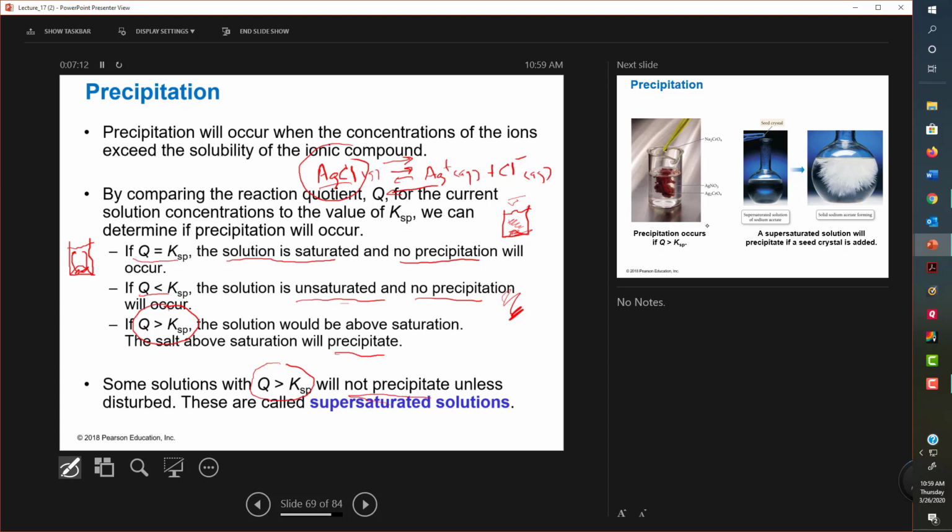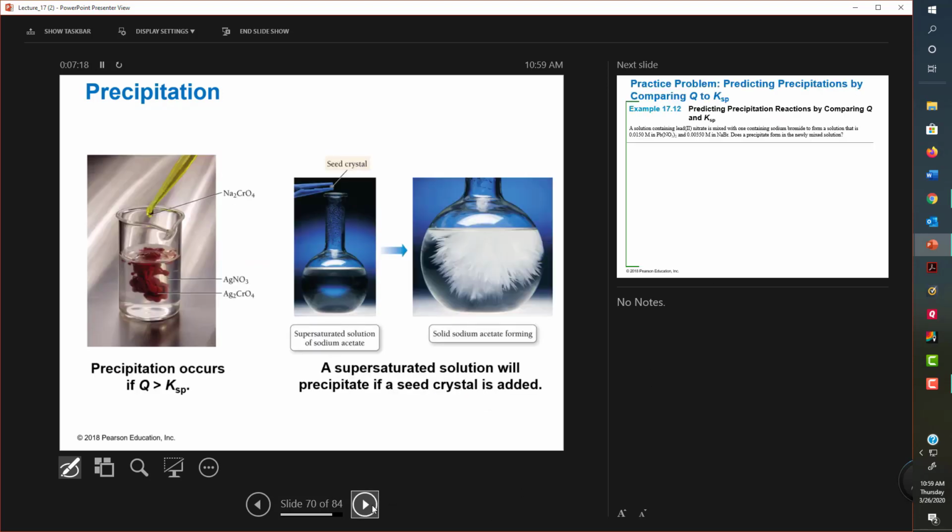So here's what it looks like. I'll show you on this next slide. I'll show you what a supersaturated solution looks like, and you should look this up. Just go to YouTube and Google examples of supersaturated solution, because I think it's really cool to watch. But here it is.